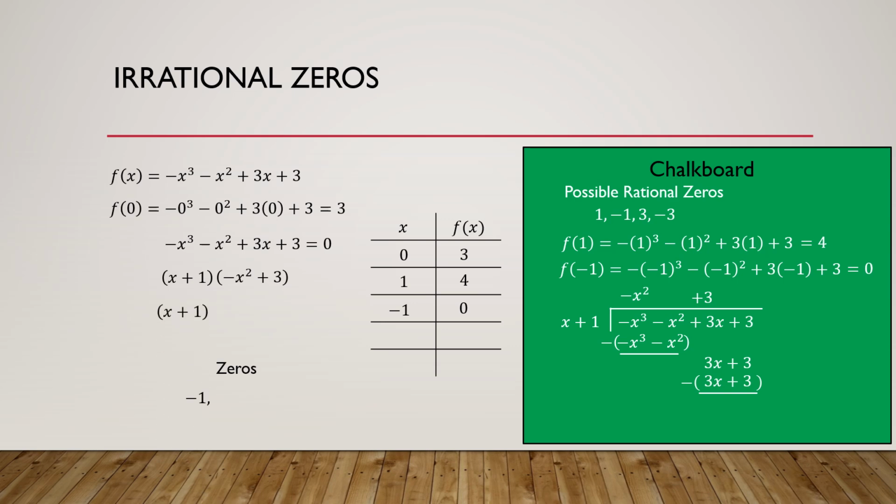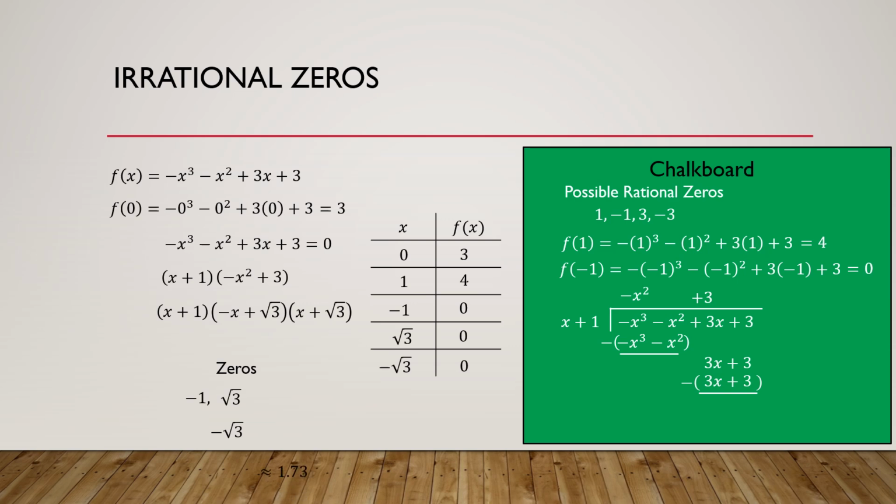Negative x squared plus 3 can factor into negative x plus the square root of 3 and x plus the square root of 3. This gives us the two other zeros, the square root of 3 and negative square root of 3. These will also be points on the graph, the square root of 3, 0 and negative square root of 3, 0. Since the square root of 3 is irrational, we call these two points irrational zeros.